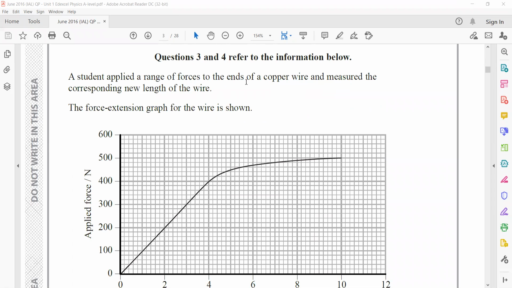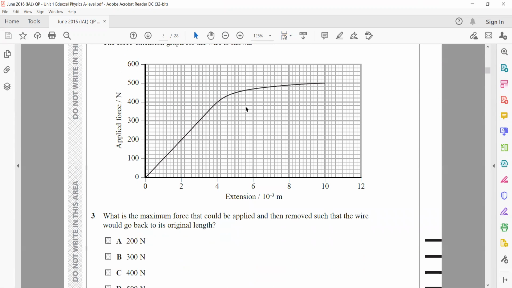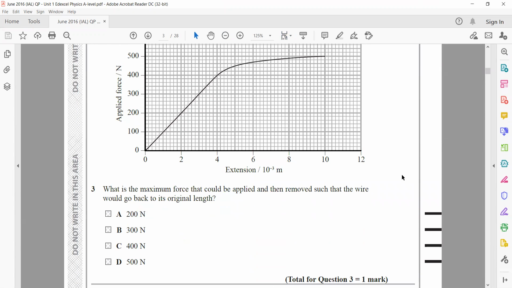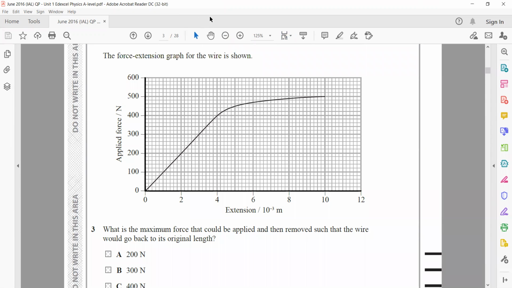A student applied a range of forces at the end of a copper wire and measured the corresponding new lengths. The force extension graph is shown. What would be the maximum force that can be applied and then removed so the wire can go back? Within the elastic limit, the object will return back to the same position. Till this point, the line appeared to be straight, and the value of the force is 400. That's why C is the right answer for question 3.